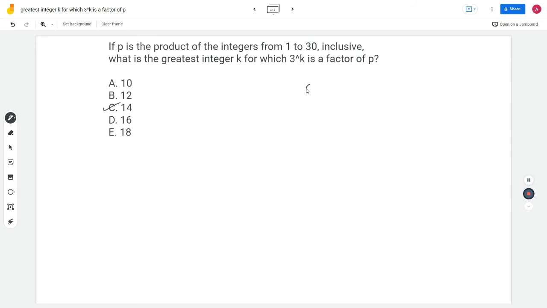So how we could go about solving is I put 30 here, divide by 3. I write the result here, 10. And then divide by 3 again, and I'm only going to write the integer component. So 3, divide by 3 again, and then I'm left with 1. And then what's the highest power of 3 in 30 factorial? Essentially, I just add up these guys. 10 plus 3 plus 1, that's 14.